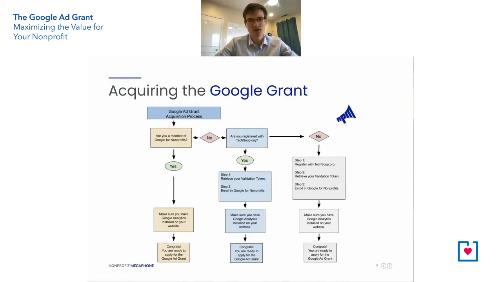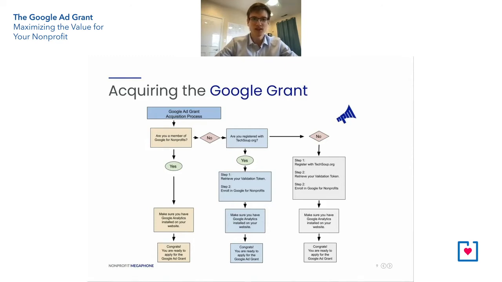Some countries have a different analog to TechSoup, but there will be some kind of verification organization, which many nonprofits already have an account with. But if you don't, you can create a free account with TechSoup. That will give you a validation token, which is almost like a one-time password. You'll take that validation token and put it into Google for Nonprofits, which will activate your Google for Nonprofits account.